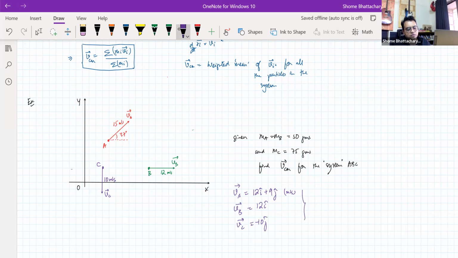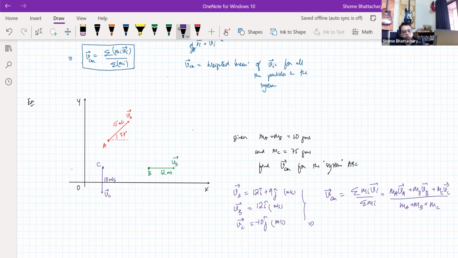So now velocity of the center of mass will become summation mv divided by total mass. We need not convert to kgs because, as long as numerator and denominator have mass in the same unit, which is in this case grams, that unit will cancel off and we'll get the velocity of the center of mass in the unit of the individual velocities, which is meter per second.